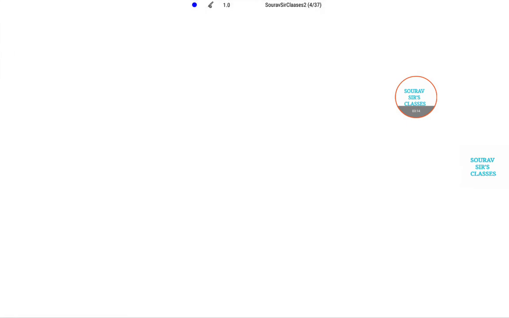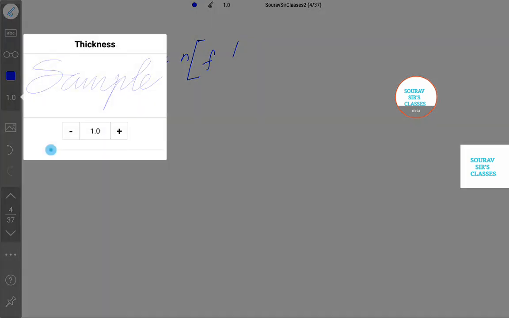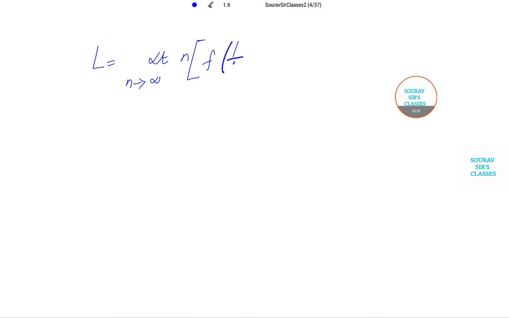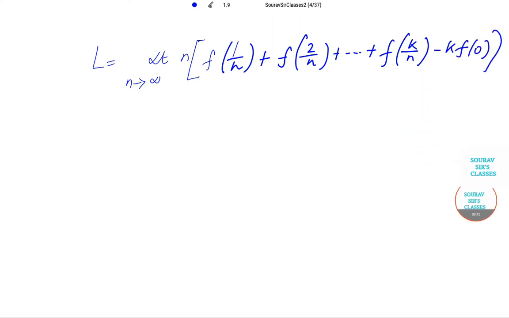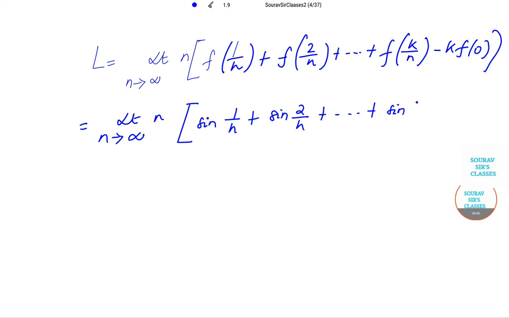So, I'll rewrite the function first. So, L is equal to limit n tends to infinity, bracket open. Let me increase the size. So we have f(1/n) plus f(2/n) plus dot dot dot plus f(k/n) minus k f(0), bracket close. Okay, so we can rewrite this as limit n tending to infinity, we have sin(1/n) plus sin(2/n) plus dot dot dot plus sin(k/n) minus k sin 0.